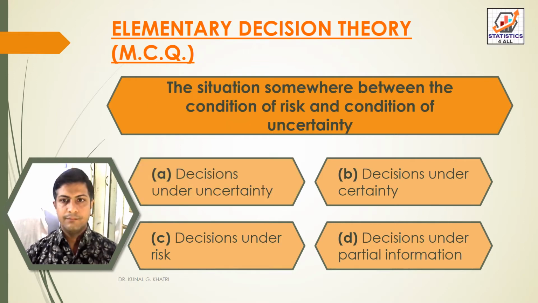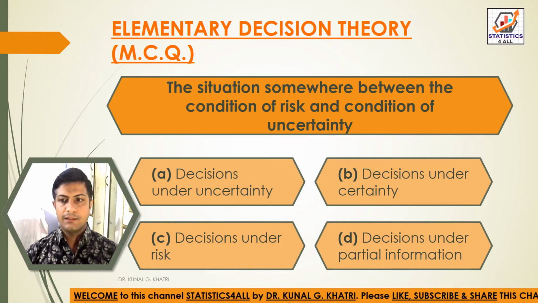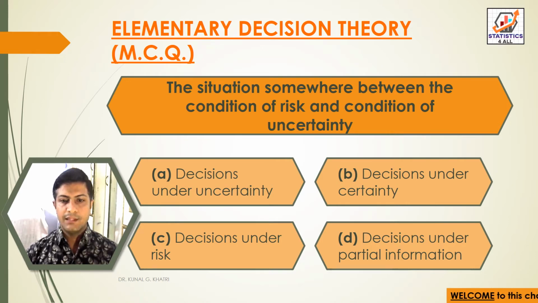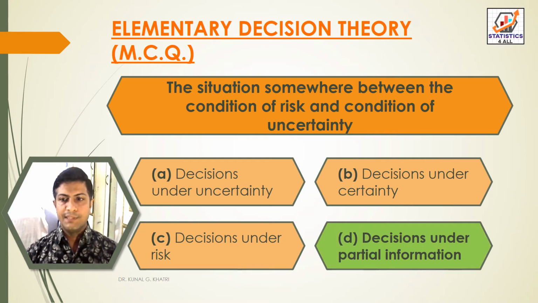Next question, the situation somewhere between the condition of risk and condition of uncertainty. Option A, decisions under uncertainty. Option B, decisions under certainty. Option C, decisions under risk. And option D, decisions under partial information. So here we have answer option D, decisions under partial information. The situation somewhere between the condition of risk and condition of uncertainty. Option D, decisions under partial information.